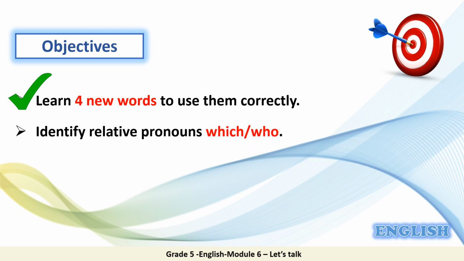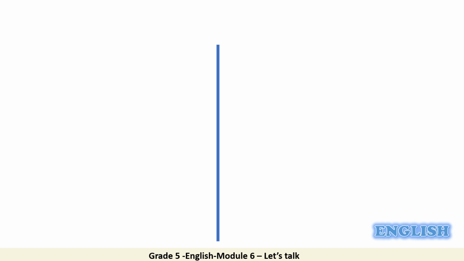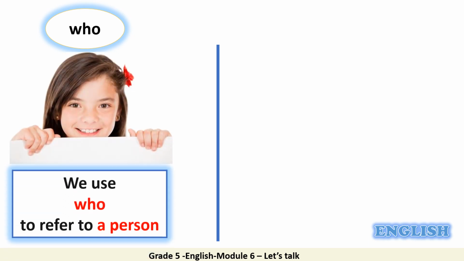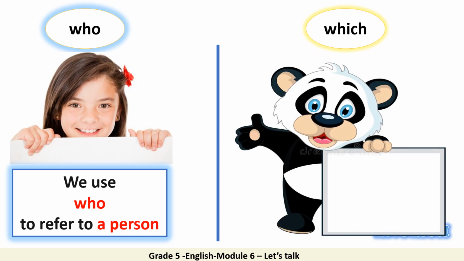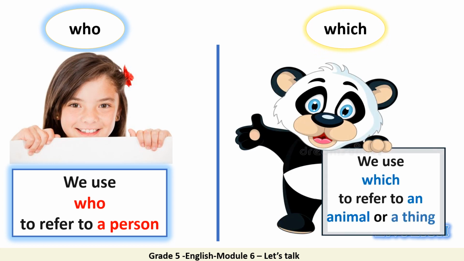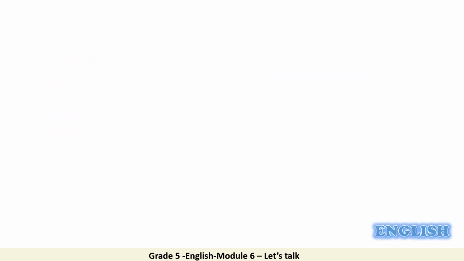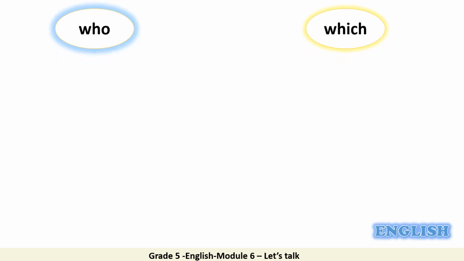Now, let's start to identify relative pronouns which and who. Let's start by learning when we use who. Well, we use who to refer to a person. And what about which? We use which to refer to an animal or a thing. Dear students, as we said earlier, we use who for a person and which for something.